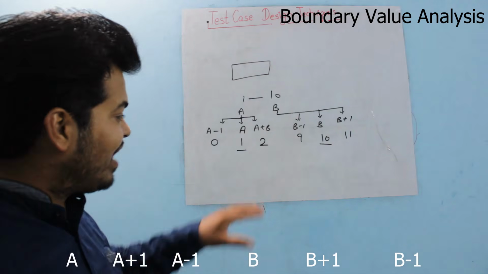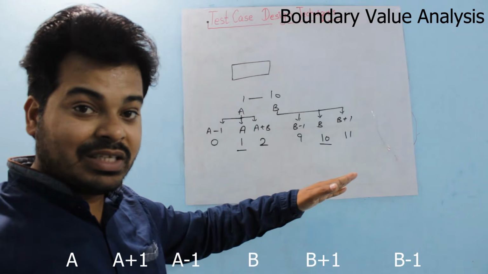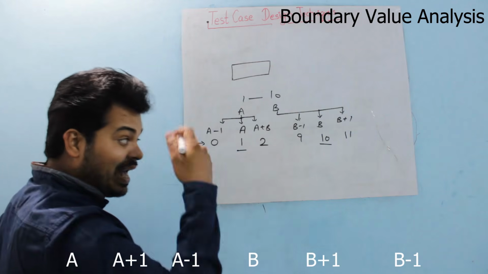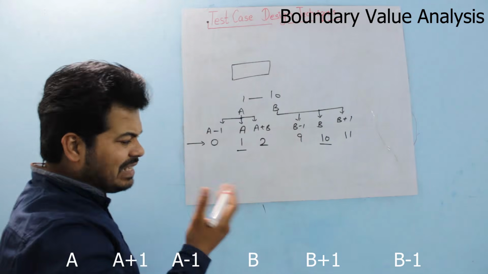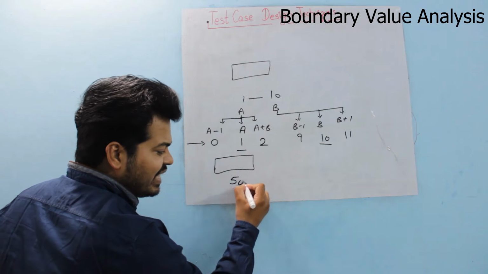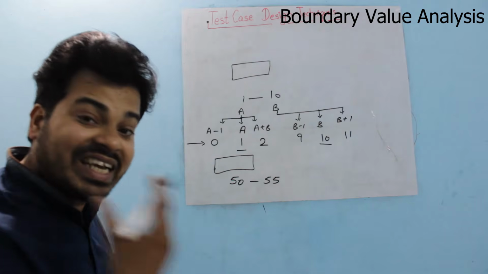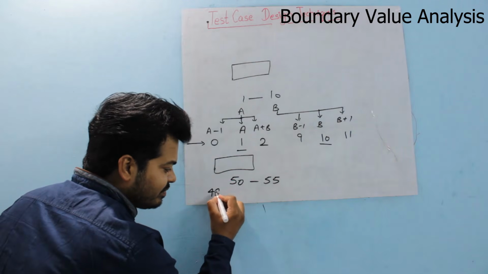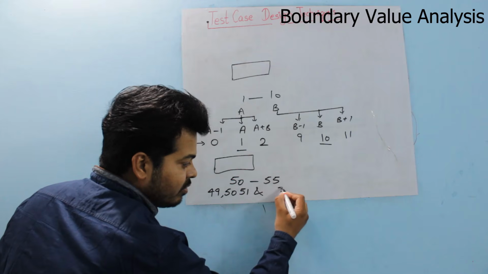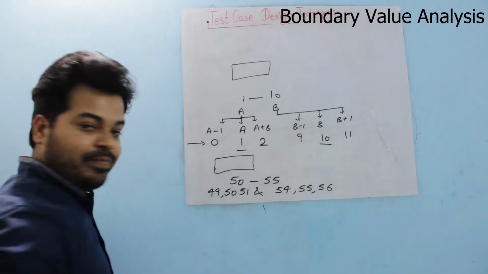So you had a range of values between 1 and 10, and you have designed the test cases for 6 values. So you have designed the test cases for 0, 1 and 2, and 9, 10 and 11. Let's say one more example. If you have a text field which can accept values between 50 and 55, in that case your boundary value analysis test cases will be 49, 50, 51, and 54, 55, and 56.